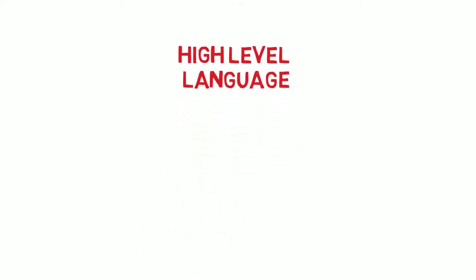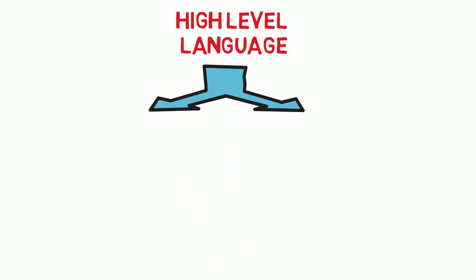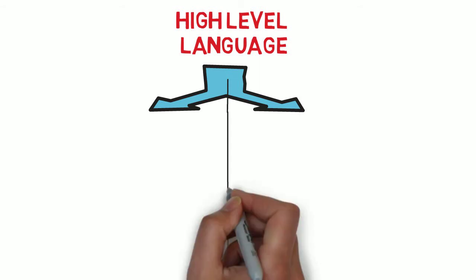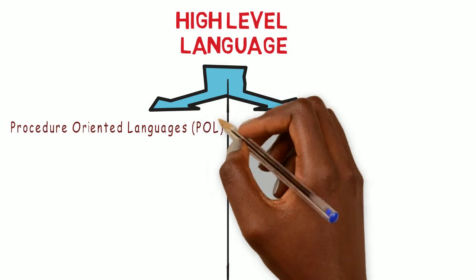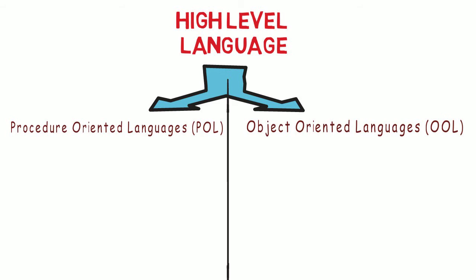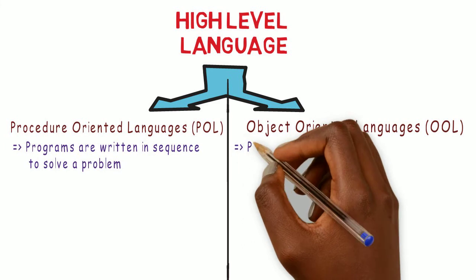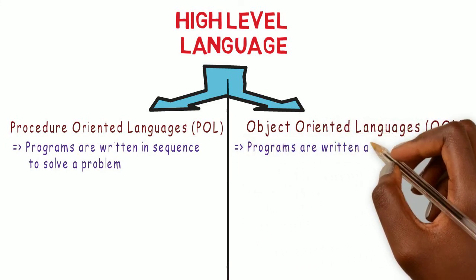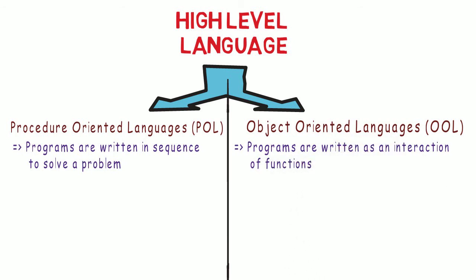Now, let us go to the high-level languages and discuss them in detail. Under the high-level languages, we shall talk about the procedure-oriented language and the object-oriented language together for better understanding before talking about the fifth generation language. With procedure-oriented language, programs are written as a sequence of steps to solve a problem, but with object-oriented, programs are written as an interaction of functions between participating objects.